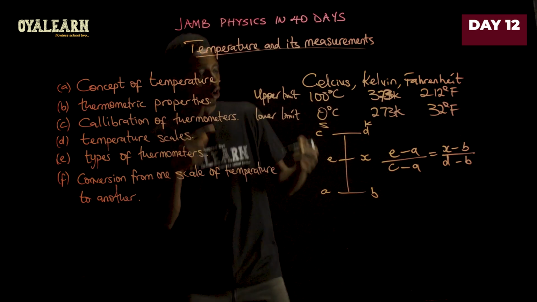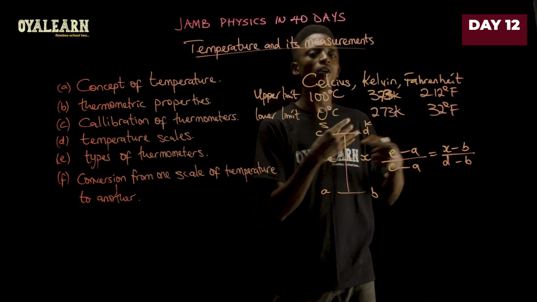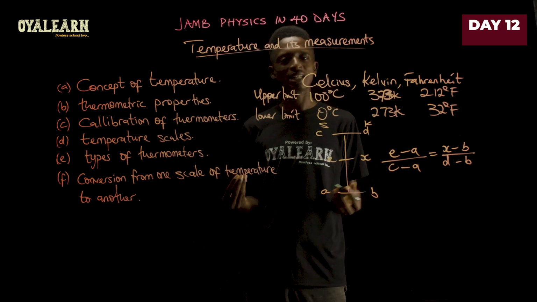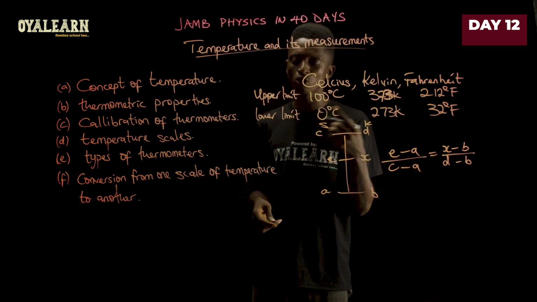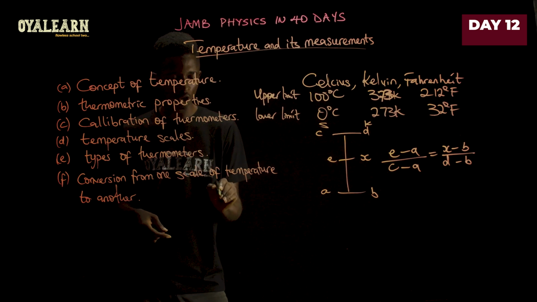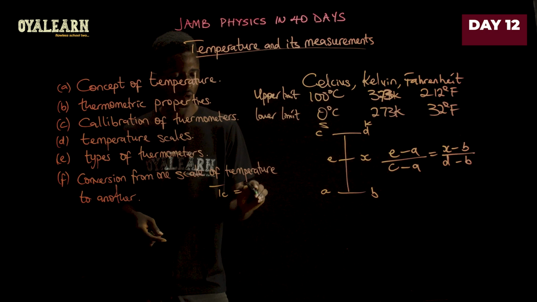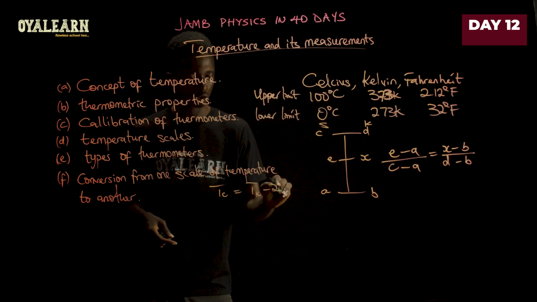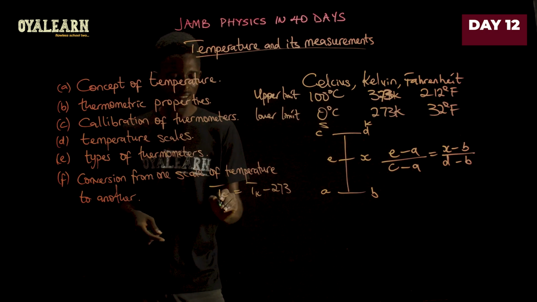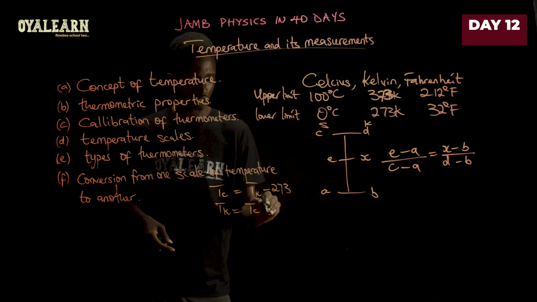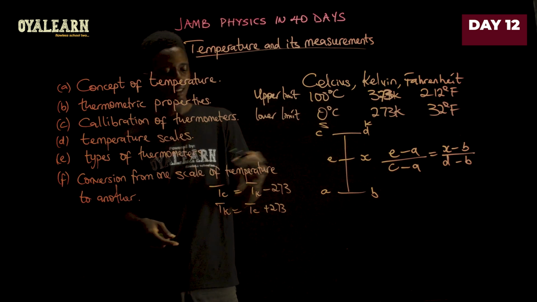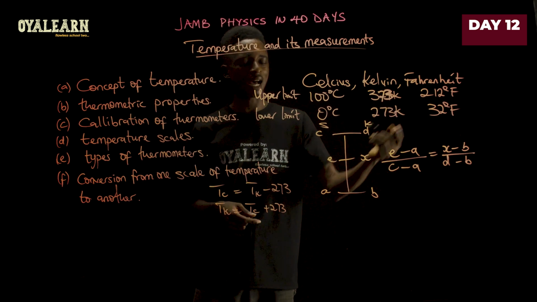So you see, understanding this concept will help you convert easily, not just by memorizing formulas. However, if you are converting from Celsius to Kelvin, you should know that temperature in Celsius equals temperature in Kelvin minus 273, and then temperature in Kelvin equals temperature in Celsius plus 273. These are equations for Celsius and Kelvin.